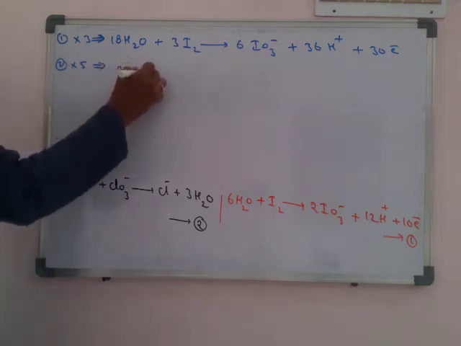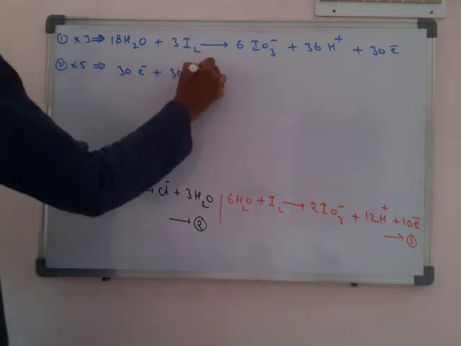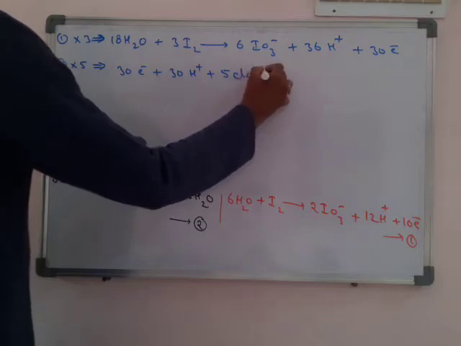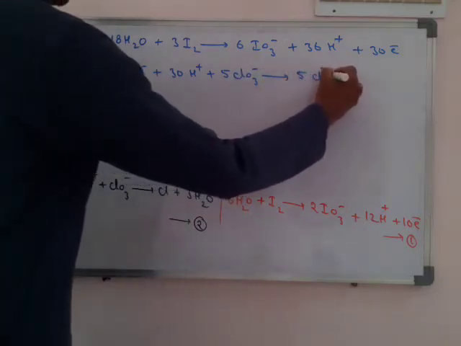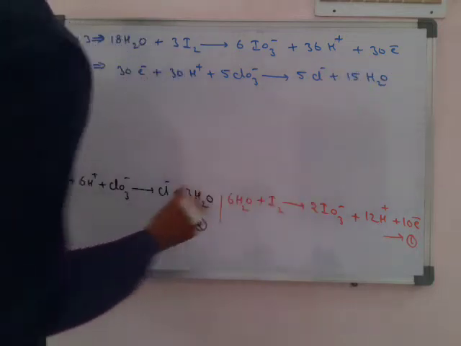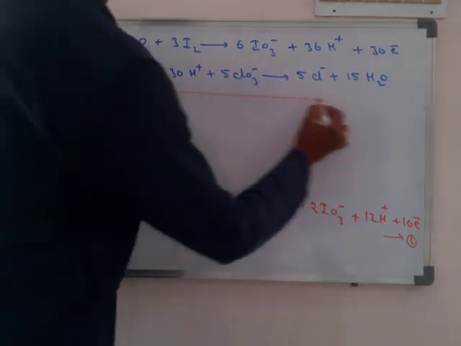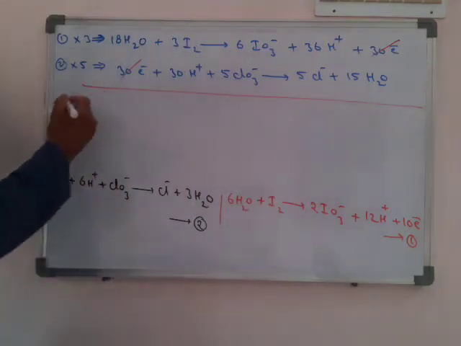So 30 electrons × 5, so this is 30H plus, 5ClO3 minus, 5Cl minus, 15H2O. Okay, so now add both equations. First cancel the 30 electrons. Next write the remaining equation.